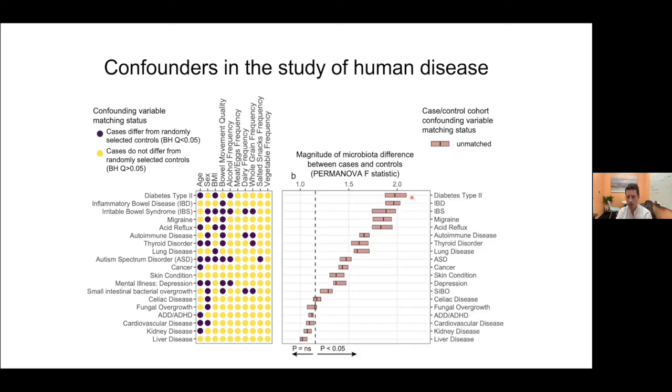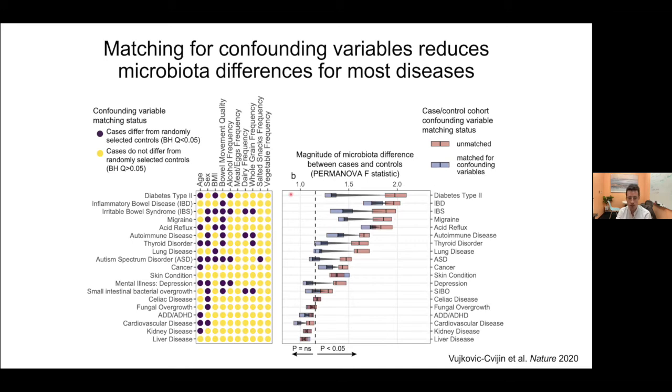And when we look at the gut microbiome differences between cases and controls in these diseases, we see that for most diseases, when we have randomly selected controls, there are statistically significant differences between the cases and controls. To the right of this dotted line indicates significant differences between cases and controls in terms of the gut microbiome. But then when we do something similar to what we did with type 2 diabetes and reselect healthy controls that are matched for these confounding variables, we see a dramatic reduction in those significances in terms of the differences between cases and controls for nearly all of the diseases.